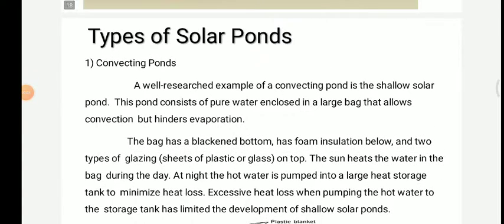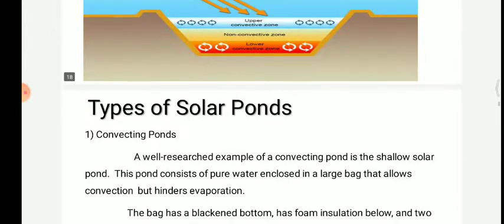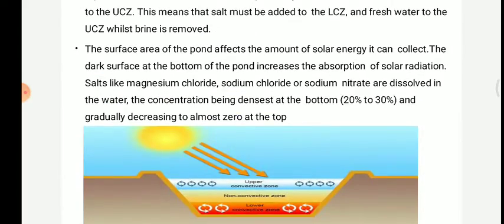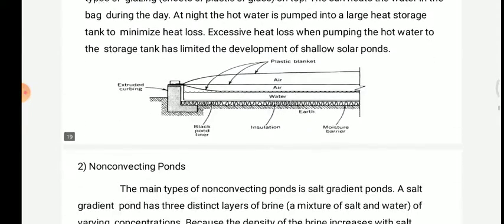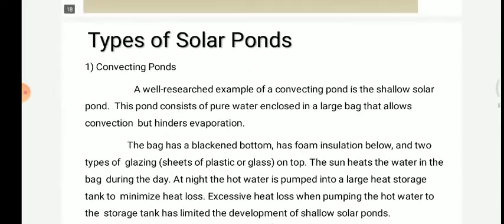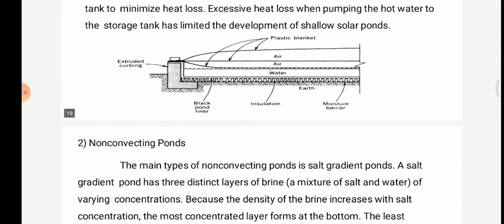Hello everyone. In the energy technology subject, we are going to discuss the types of solar pond. In the previous section, we discussed what solar ponds are, how they work, which types of water and other things are required, and which layers are affected in the solar ponds. So let's see the second type, which is non-convective ponds.